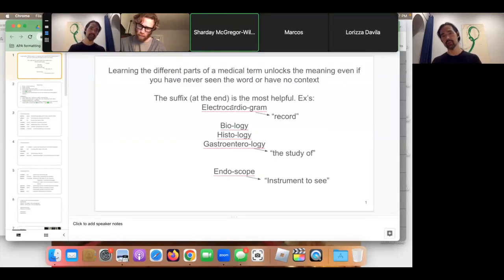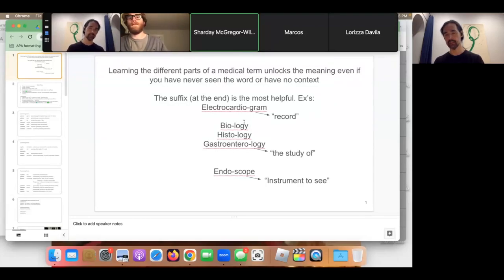defining the term that way, decoding the term that way. So electrocardiogram is three words. Electro is one, which means electricity. Cardio is a second, which means heart. And then gram is the third. So you would start by saying record of the electricity of the heart, rather than electrical heart record, because it'll make more sense to you if you put the last word, the suffix, first. Record of the electricity of the heart.